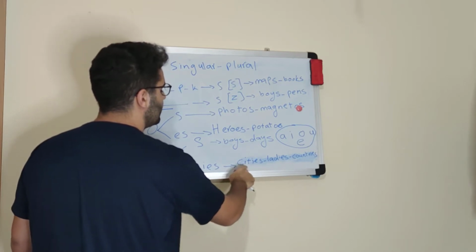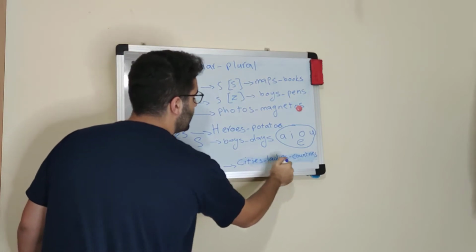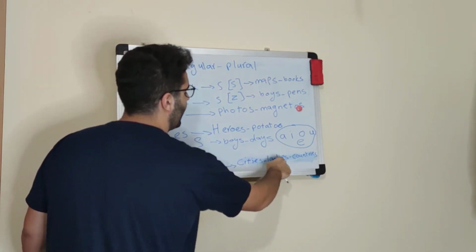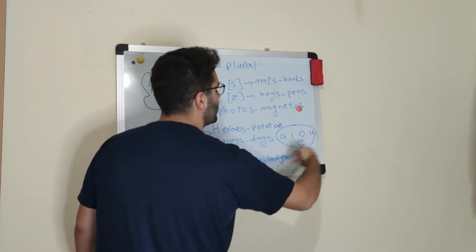Like what? Like city. City would be cities. Lady. We have eliminated the Y and added an IES. It will be ladies. Country. Country is turned into countries.